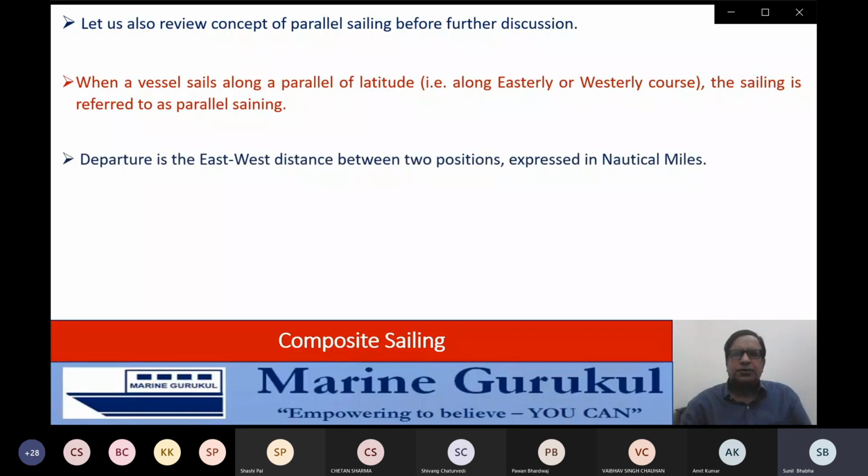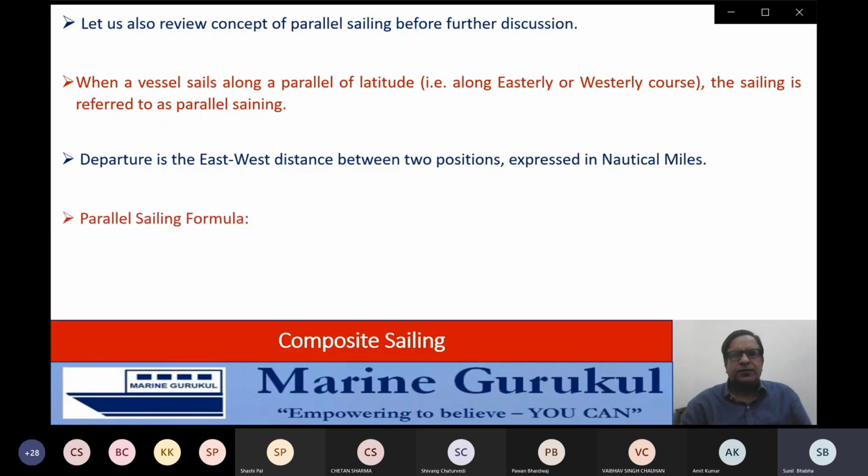Now, departure is the east-west distance between two places expressed in nautical miles. So please note, it has to be expressed in nautical miles, and it needs to be the east-west distance between the two places or points.